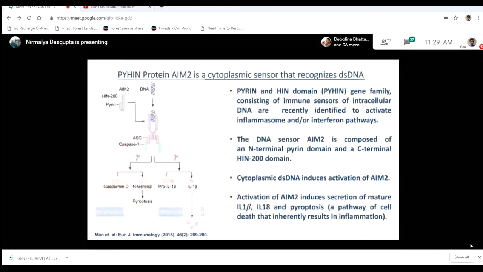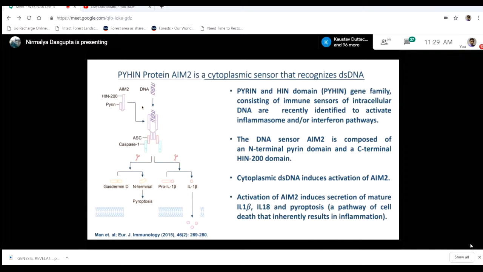There are more things. When some virus, a DNA virus, attacks mammalian cells, our cell can recognize that, because DNA is a genetic material, so it should be in the nucleus. When it is in the cytoplasm, our system can recognize it, and then it produces immune signaling.